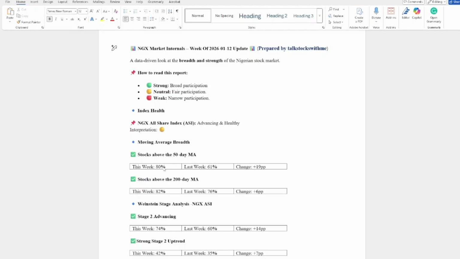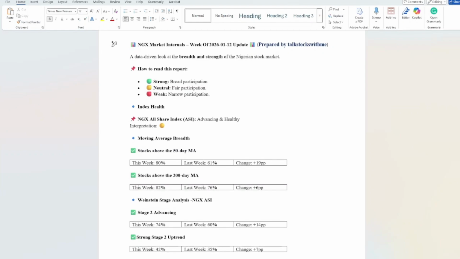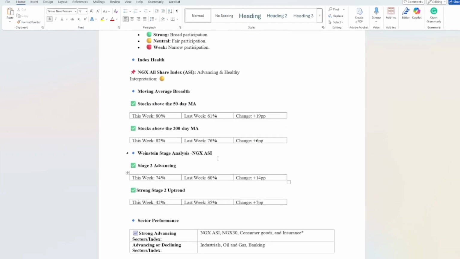This week, we saw that the percentage of stocks above the 50-day moving average increased from 61% to 80%, which represents a 19 percentage point increase, which is very huge. When we also look at the percentage of stocks trading above their 200-day moving average, we can see that it increased from 76% to 82%, which is a 6 percentage point increase. Both ratings are very excellent. You can see 80 and 82%. This is to show that the market is really firing well on all cylinders.